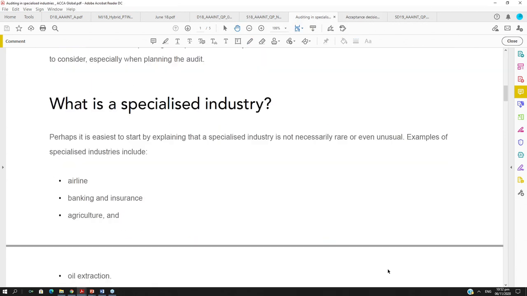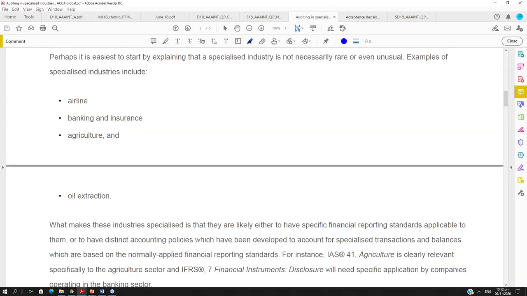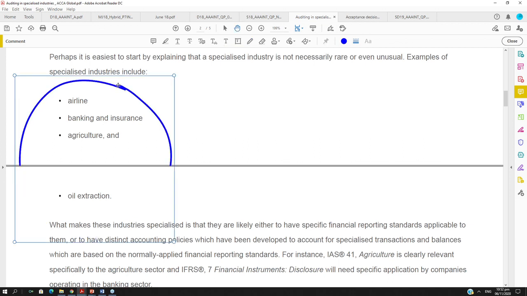The examiner tells you what a specialized industry is. The examiner is giving you some examples. This is not an exhaustive list, but the examiner is giving you some examples. Can you read these examples? Airline, banking and insurance, agriculture, and oil extraction. So the examiner is saying these are among the specialized industries.